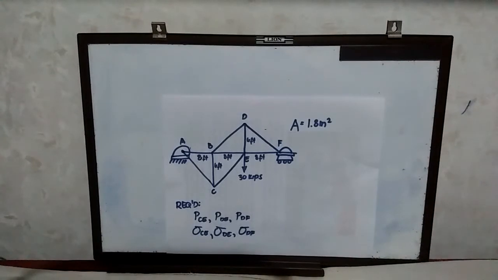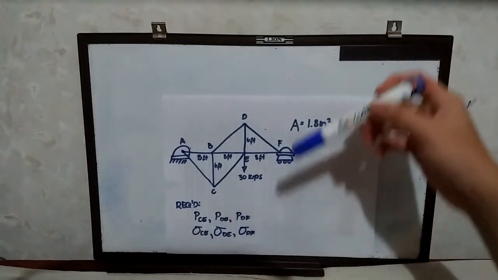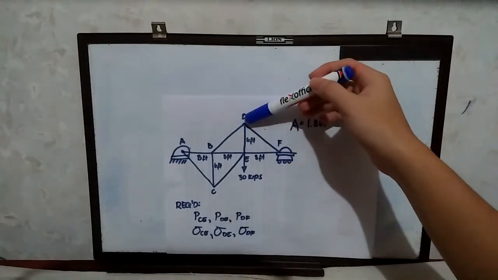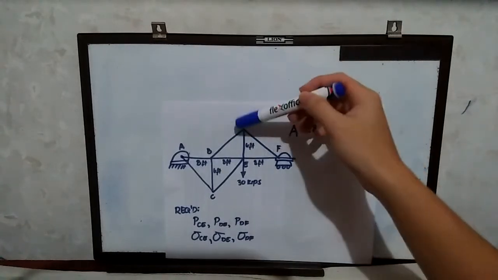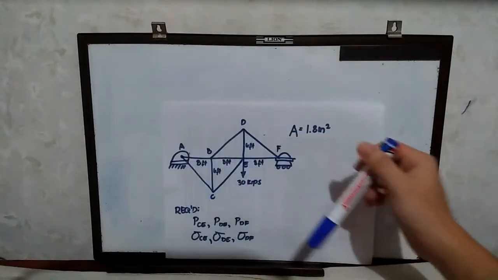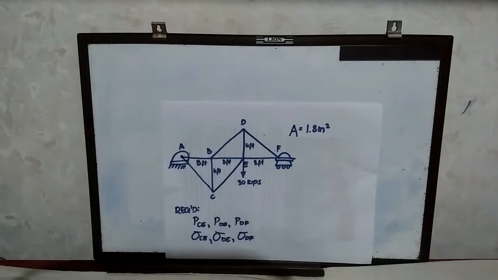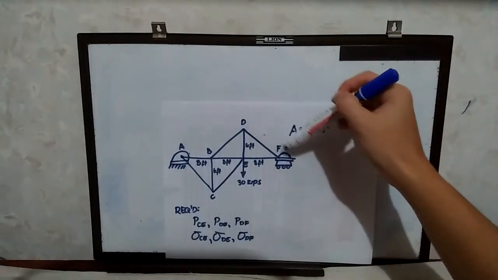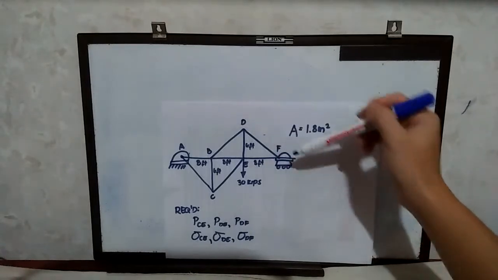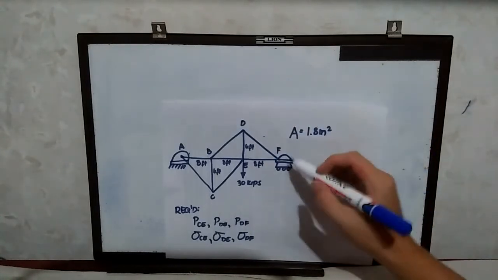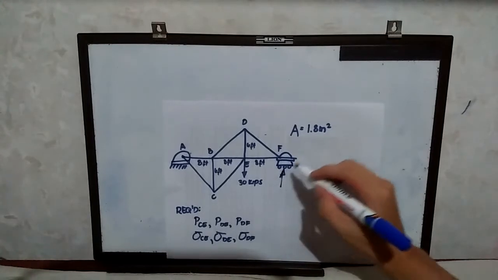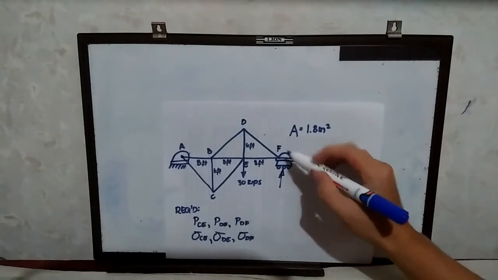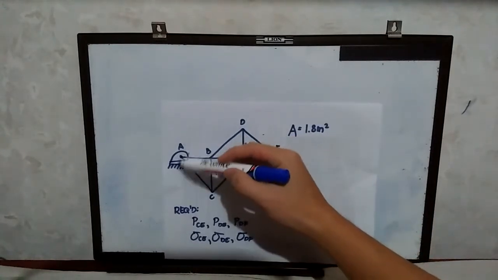Okay, so this is the second part of this lecture for this problem. As I mentioned earlier, what we need to solve is simply for the members DF, DE, and then CE. For this approach, the easiest member to solve here is member DF, because we already know the reaction forces in the free body diagram that we have here. We have R sub F, and then we have R sub A at this point.